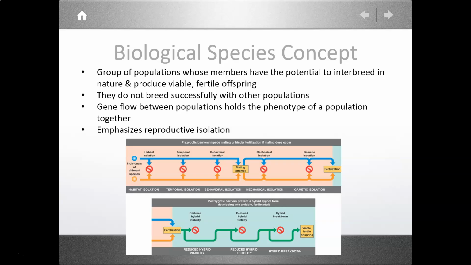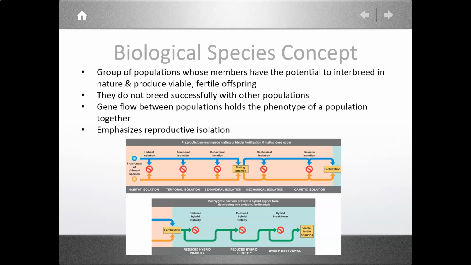So let's go back to the fact that if I'm going to create a new species, that means I need to have a definition by which that species is defined. So we look at groups of populations whose members have the potential to interbreed in nature and produce viable offspring. This is the pretty common definition of what a biological species is. So interbreed, produce viable, fertile offspring. That is the overarching idea behind this biological species concept.